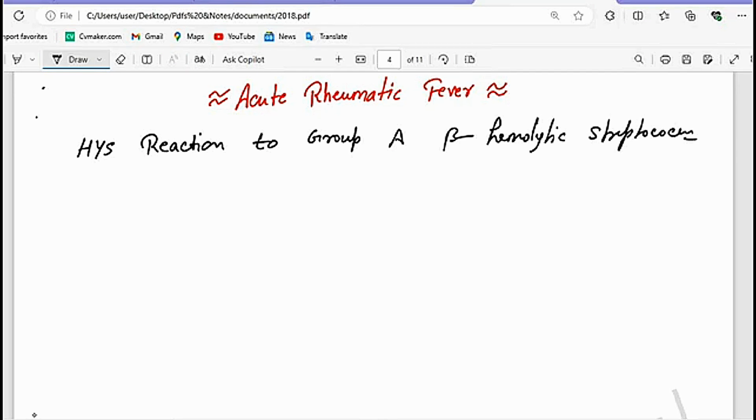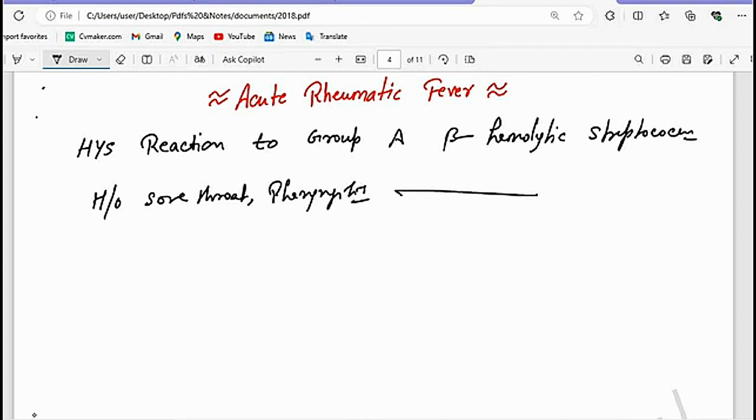Now, the patient with acute rheumatic fever will come with a history of sore throat and pharyngitis. Then this patient will have complications that cause acute rheumatic fever.